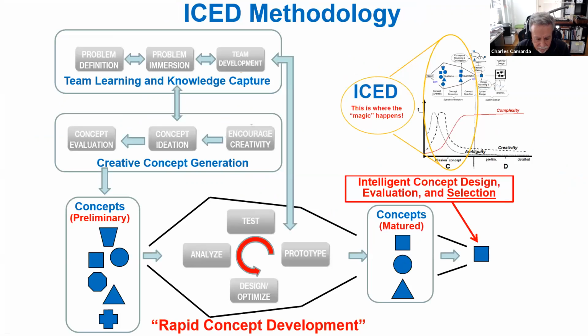Just to review, this is the ICE methodology. You've been through the process where you form a team, and as a team, you learn how to capture knowledge. You learn everything about the problem you're going to solve. You dive into it, you immerse yourself in that problem, and then you start collecting information, learning as a team. You're going through a phase called creative concept generation, where you're expanding your design space and looking at lots of different ideas. And now we're jumping into the rapid concept development phase, where we're going to teach you how to rapidly mature those ideas that you think are the best ideas to solve this problem.